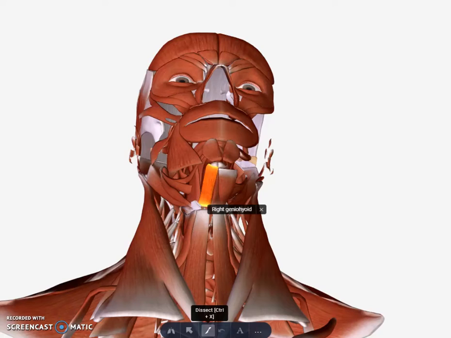This is the geniohyoid. It elevates and protracts the hyoid. The origin is the posterior mandible, and the insertion is the hyoid.